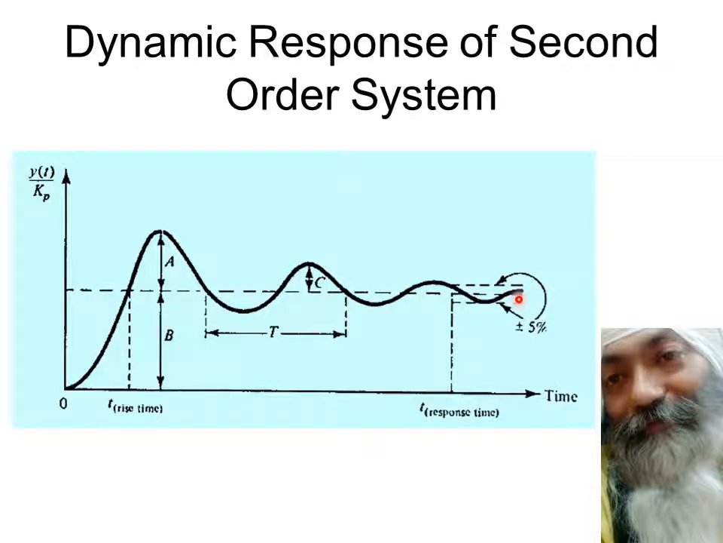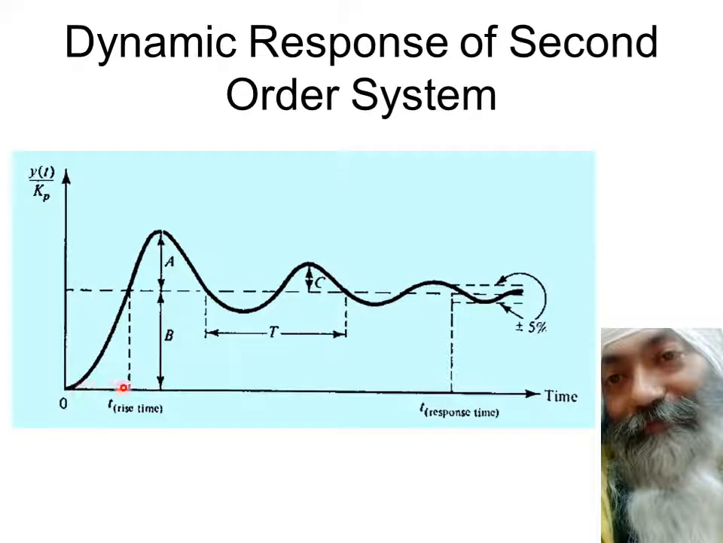So there are a number of things as we see. Some of them are written, some of them I will be just telling to you. What are these? That as it moves from 0 and it first reaches the steady state value, this time, that is from here to here, it is called the rise time. This is called rise time.